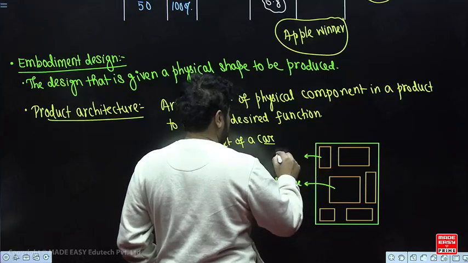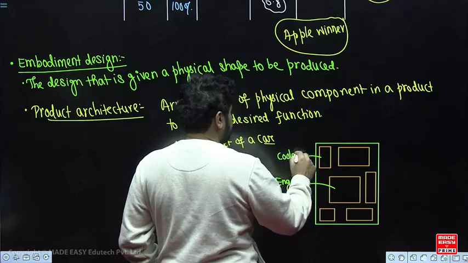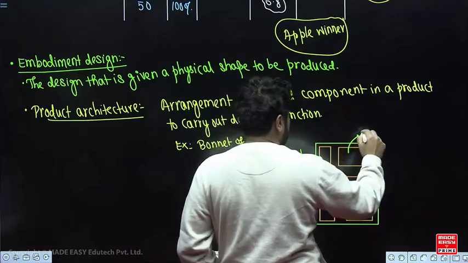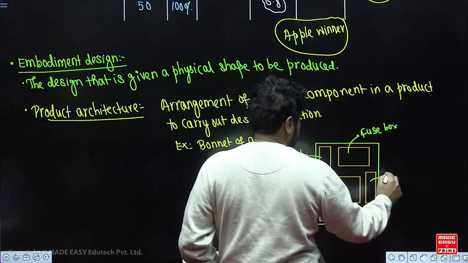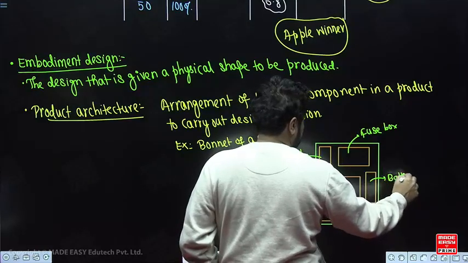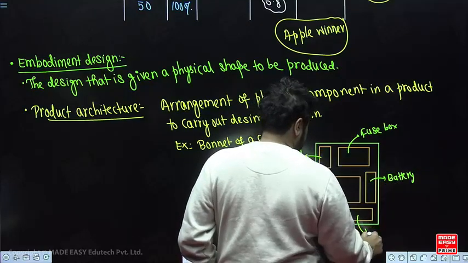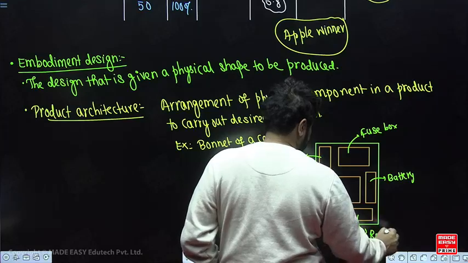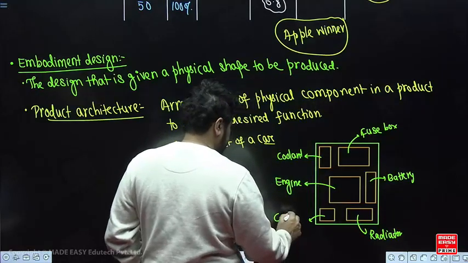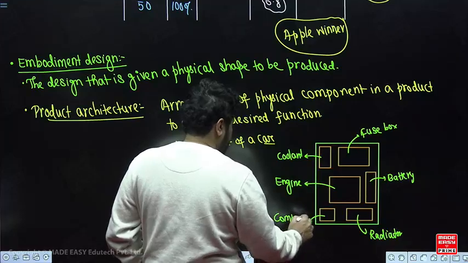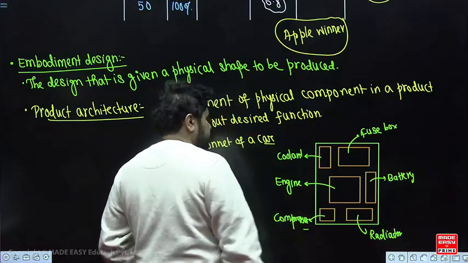Let us say this is your coolant, let's assume anything. Let us say this is the fuse box, let us say this is the battery unit, let us say this is the radiator unit, let us say this is the compressor, and so on. So there can be more than this, right? This is just an example.